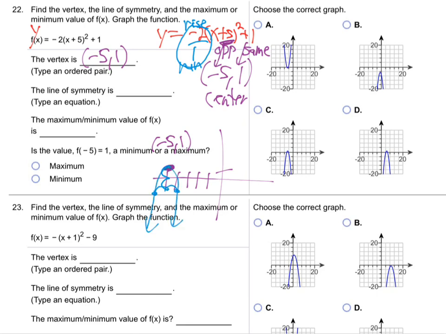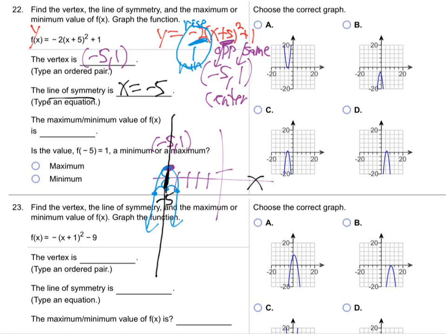There's the graph. See how I went down 2, right? Down 2 over 1 in both directions, okay? And they want the line of symmetry. That's the line right here that goes right through the middle of the graph. That just hits at negative 5. That's x equals negative 5. See, it hits the x-axis right there at negative 5.